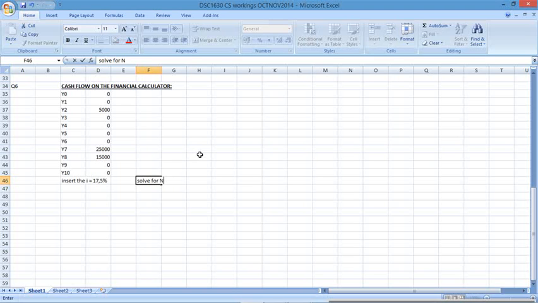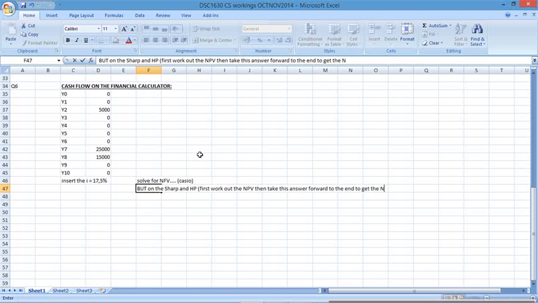You can work out the net future value on the Casio, but on the Sharp and HP, first work out the net present value, then take this answer forward to the end to get the net future value. So on the Casio you can do it in one step, which is what I did on my calculator.